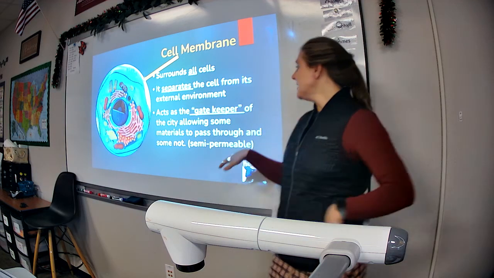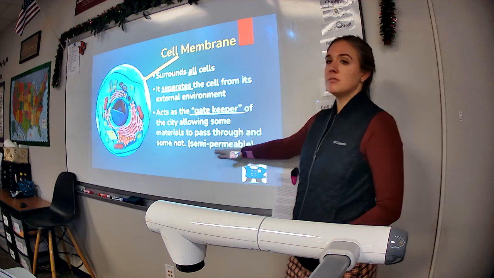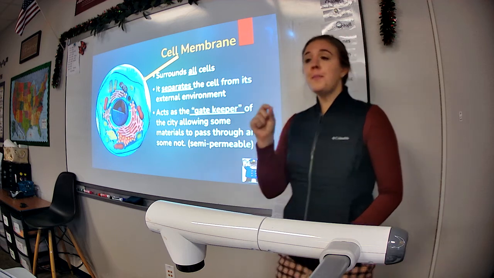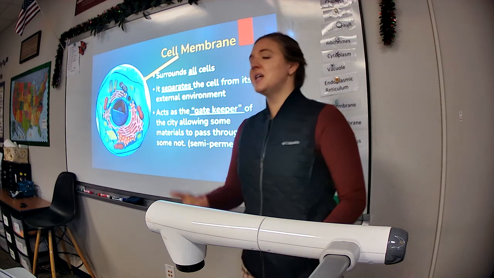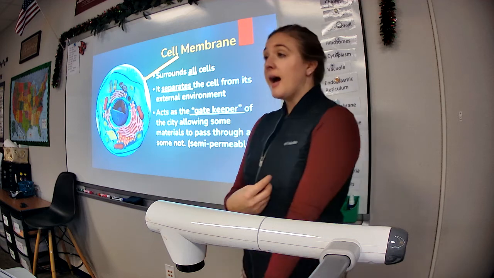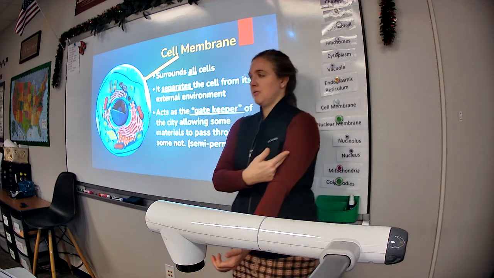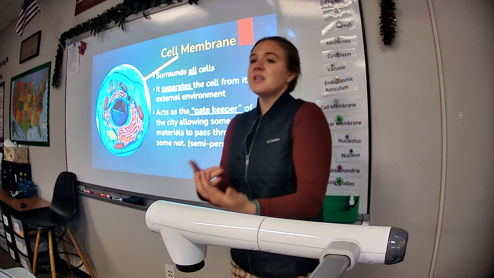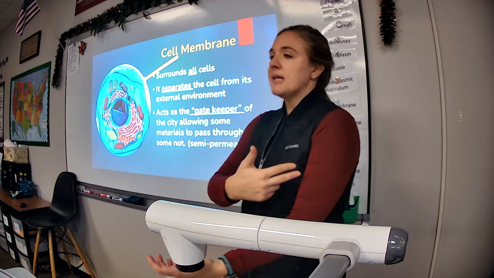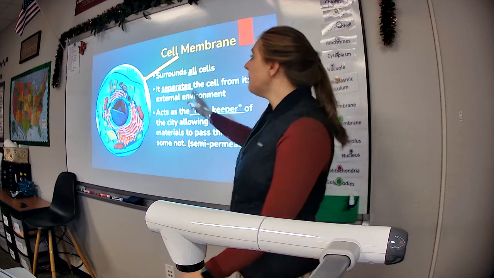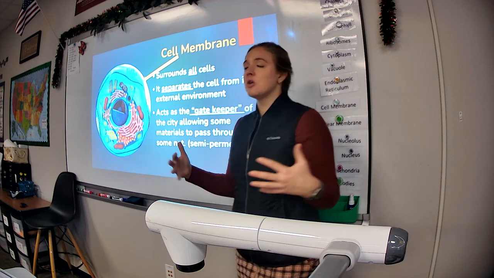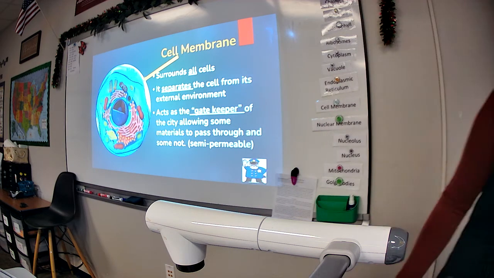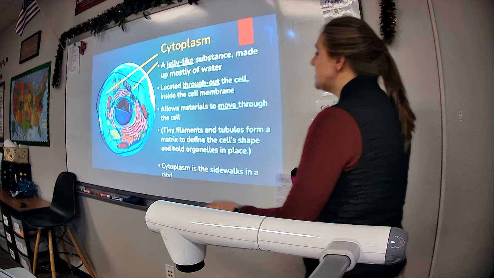Okay, so that is called semi-permeable. Say semi. Semi. Permeable. Permeable. Good. The word permeable or permeate means to enter into something. When you get a shot, the needle permeates your skin. So semi-permeable is something that is somewhat able to go inside. Does that make sense? So the cell membrane decides, will I let this in or will I not? It acts as the gatekeeper. Make sense? All right.